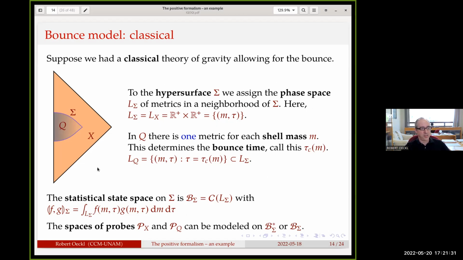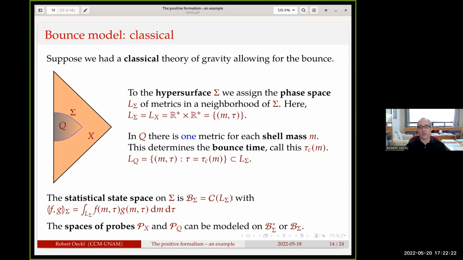Now, the spaces of probes: these probes will pair with one another through the state space on the hypersurface. The pairing is such that we can either take the space of probes to be the same as this state space on sigma, or the dual space. If we take them to be the same, then for the pairing we have to use the inner product. Or we can choose one of them to be in the dual space and one in the space of statistical functions itself. The positive formalism here doesn't exactly tell you which way you have to do it.